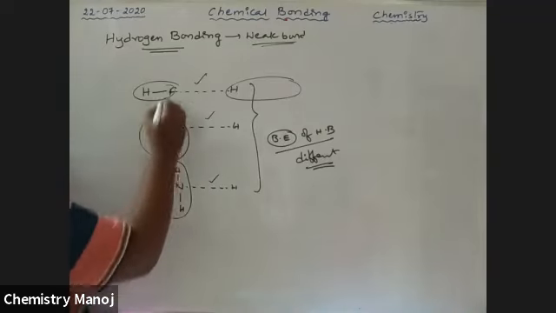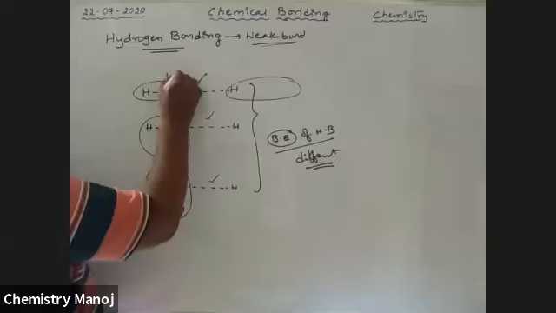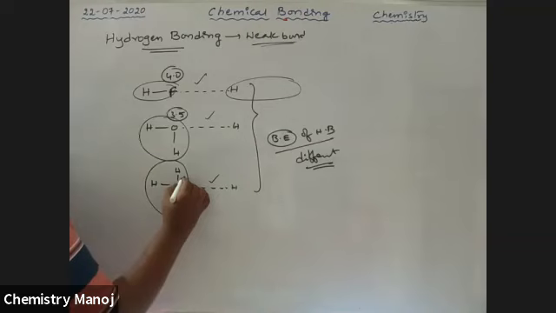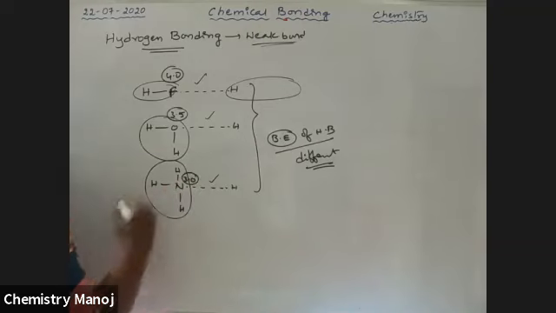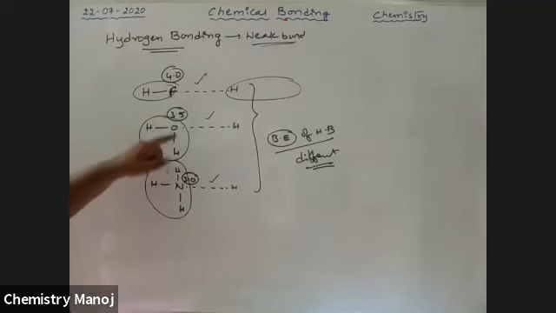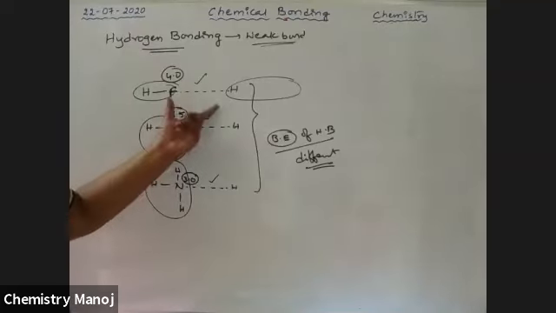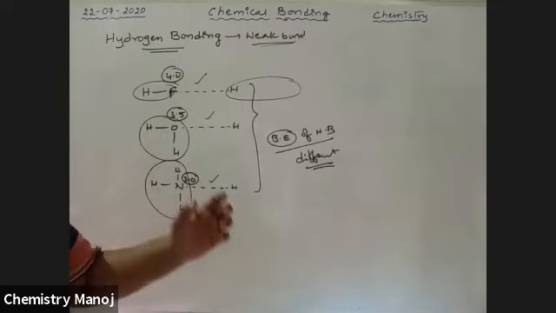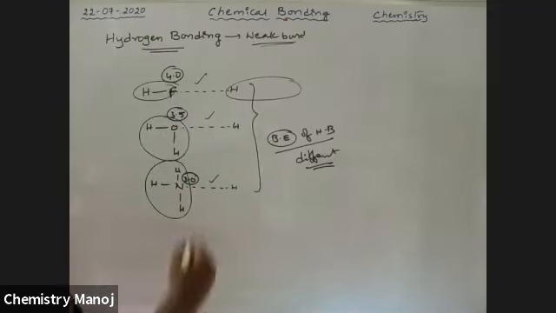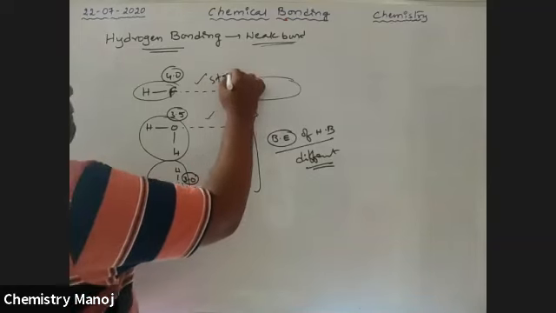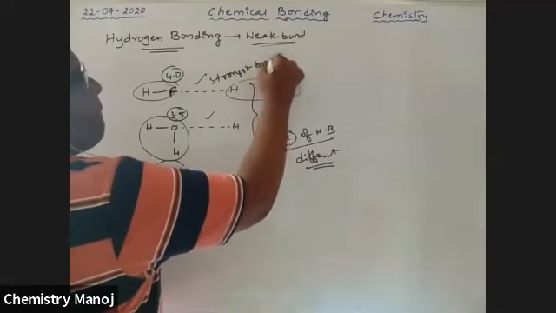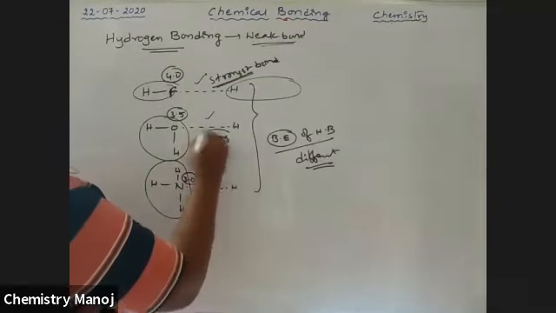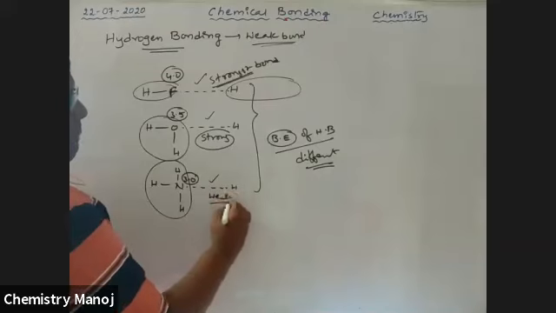So see here, it is fluorine. Its electronegativity is 4.0. Its electronegativity is 3.5. Its electronegativity is 3.0. As the electronegativity of the element increases, this attractive force also increases. As the attractive force increases, the formed bond is also strong. Therefore, it is the strongest bond. It is a strong bond. It is a weak bond.